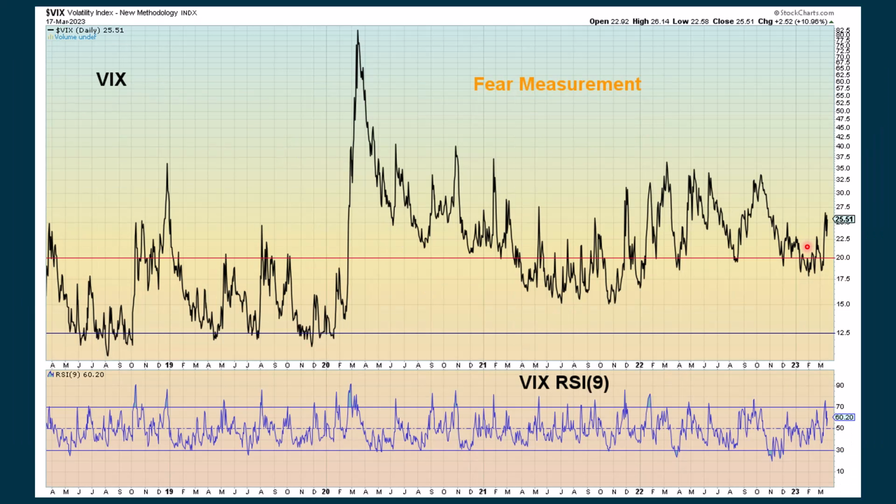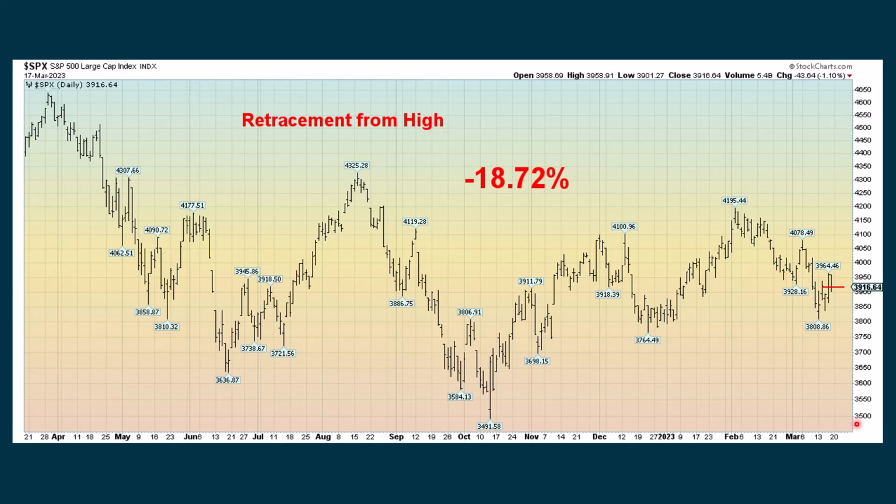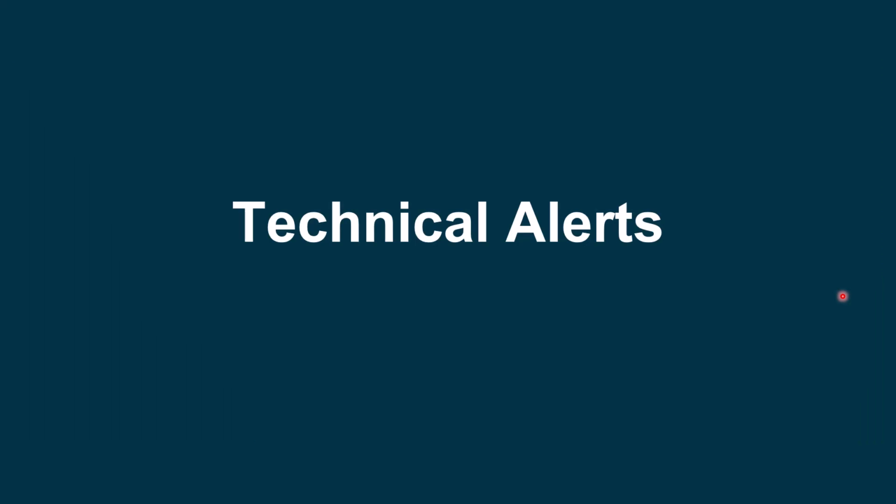Also related to the VIX is the RSI 9. I did show this earlier in the week when we were going down in the market. The VIX was really going up and we hit an extreme positive reading. But since then, we've been falling back with the RSI 9. This chart just shows where we're at in relation to the all-time high. We're down 18.72%. And over on the right-hand side with the red line, that's where we closed in Friday's session.